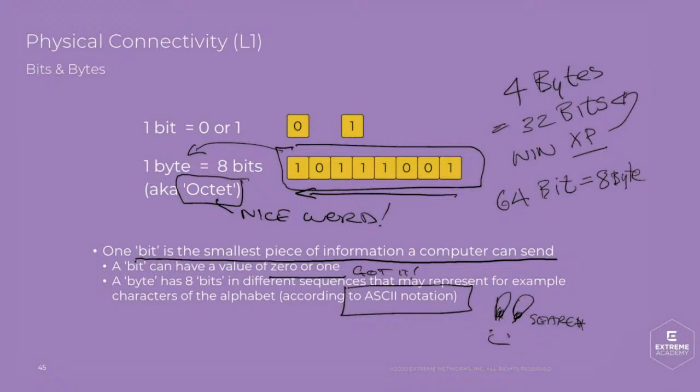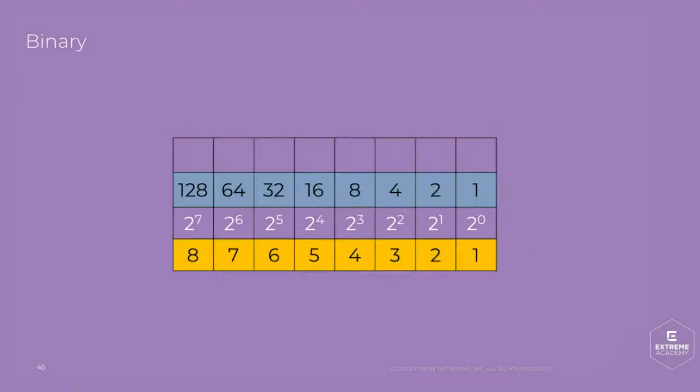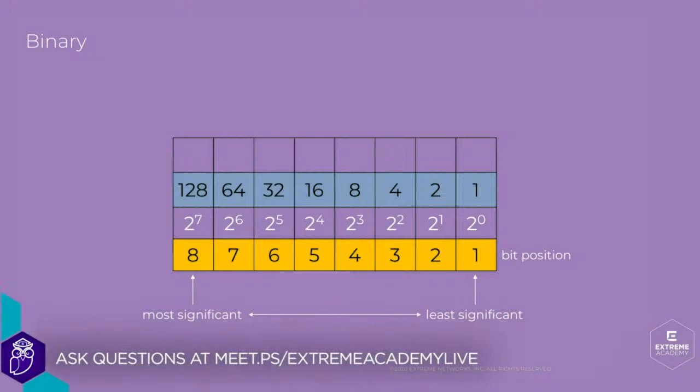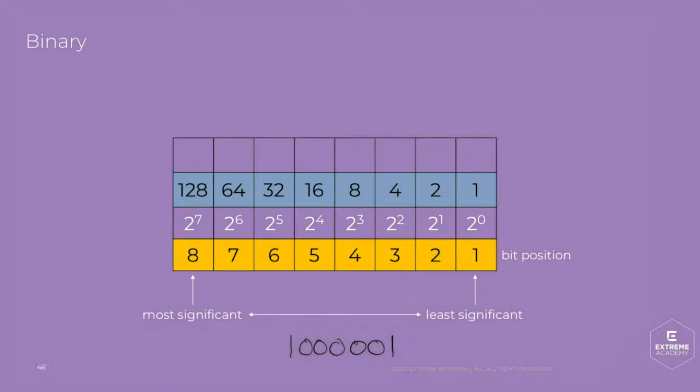Okay, so if I see a table like this on the screen, how can I understand that? Now, in this table, you will see that on the yellow section, I have what we call the bit position. So 8 bits. On the right-hand side, we call that the least significant bit. And on the left-hand side, we call that the most significant bit. So think about it like this. If I have the number 1,000,001, what's the least significant bit? The least significant, well, that would be the smallest number.